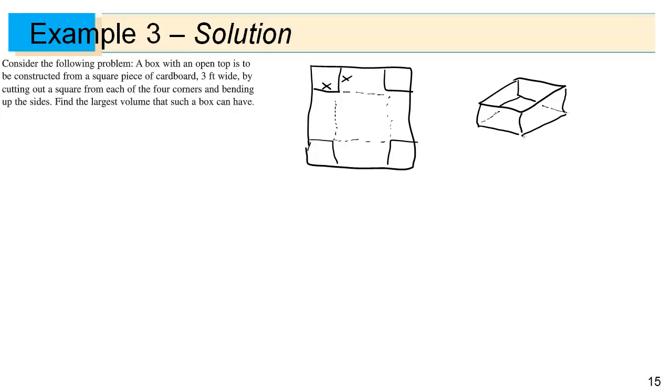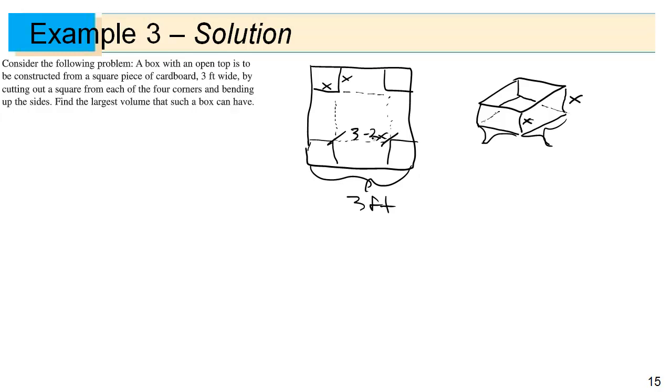Where this is going to be a height of x, and this is a height of x, and then this length here and this length there are the same. Can you see how that's a square? And if the whole thing here is 3 feet, then isn't this distance from here to here going to be 3 minus 2x?